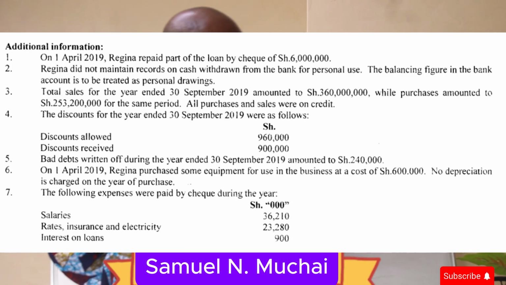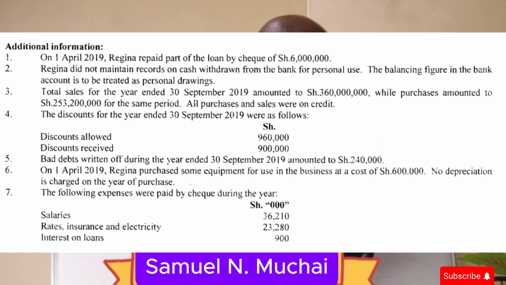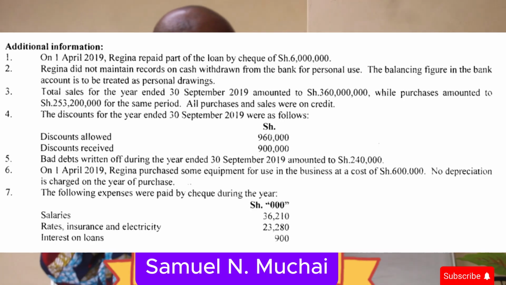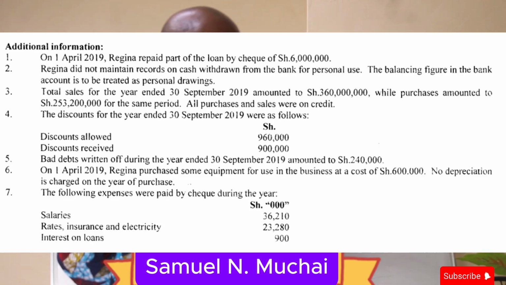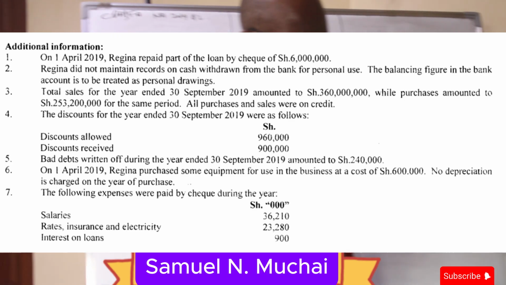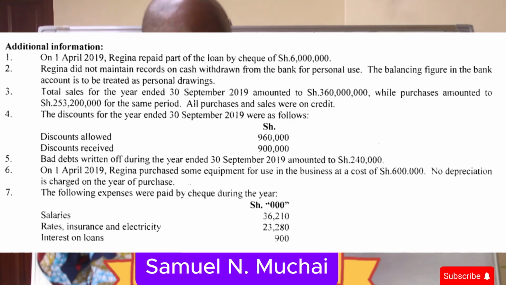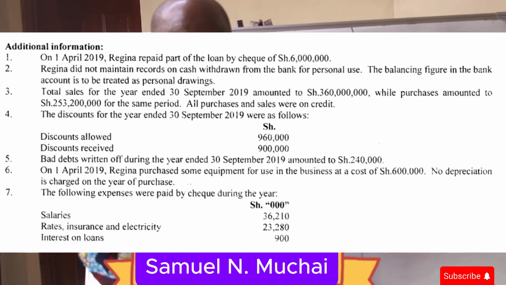Additional information number 1. On 1st of April 2019, Regina prepaid part of the loan by cheque of 6 million. Number 2, Regina did not maintain records on cash withdrawn from the bank for personal use. The balancing figure in the bank account is to be treated as personal drawings. Number 3, total sales for the year ended 30 September 2019 amounted to 3.6 million, while purchases amounted to 253,200 for the same period. All purchases and sales were on credit.